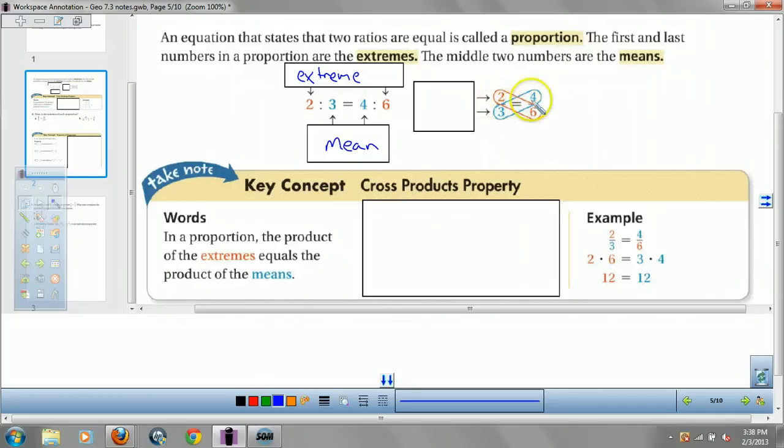Extreme. Mean. I gotta write that down. Extreme. Mean, middle. Extreme, ends. Got it? Good. There you go. So in a proportion, the product of the extremes equals the product of the means. AKA, A over B equals C over D.